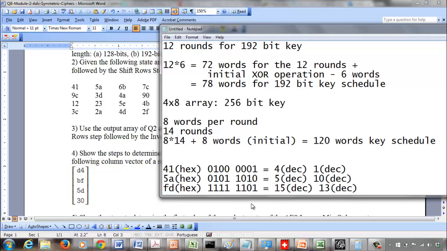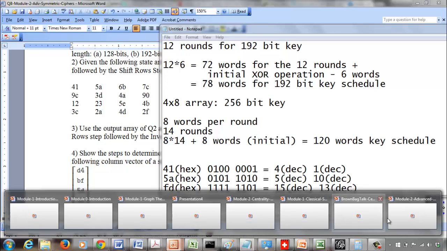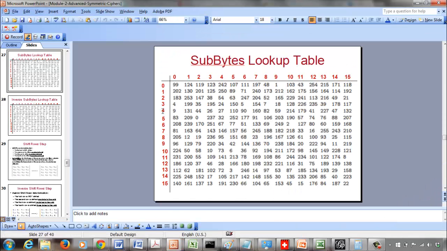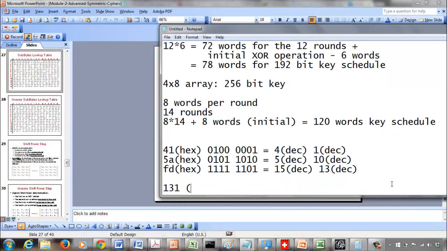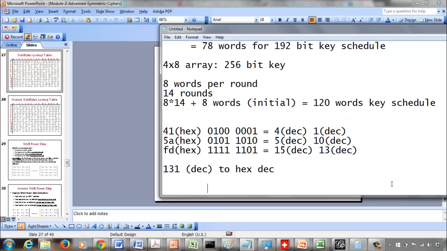So if I want to replace the byte 4-1, all I have to look for is 4 in decimal and 1 in decimal. In that case, all I have to do is look at row 4 and column 1. At row 4 and column 1, we have 131. This 131 is in decimal, so we have to convert it to hexadecimal. How do we convert 131 in decimal to hexadecimal?